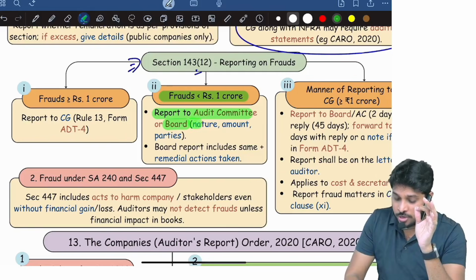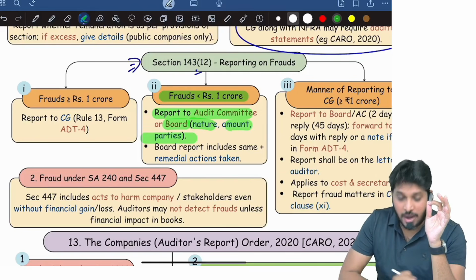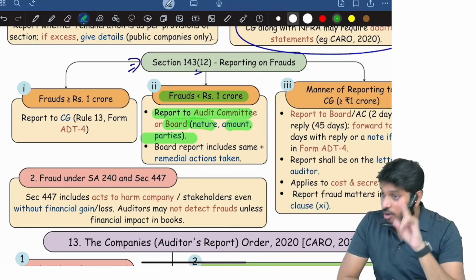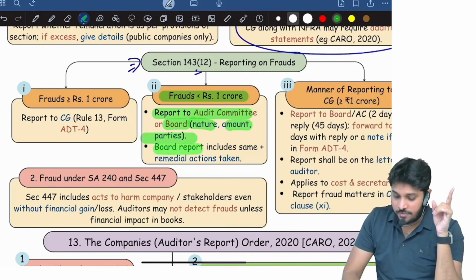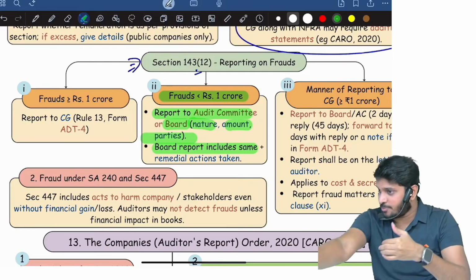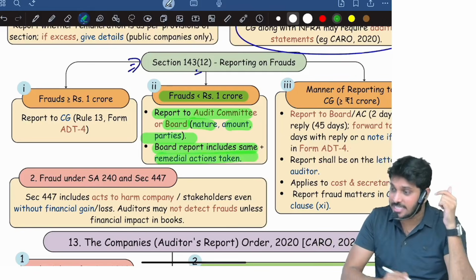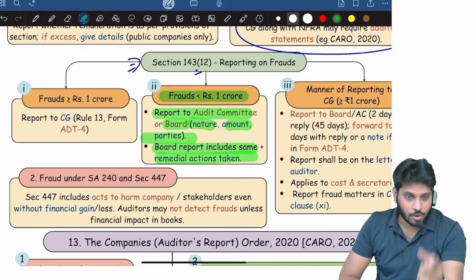What do you need to report? Nature of the fraud, amount involved, parties involved. Further, the board of directors has to report the same matters plus one more additional matter. The board shall include whatever the audit reported, all the 3 issues, plus what actions they have taken. All of that has to be reported in the board of directors' report.